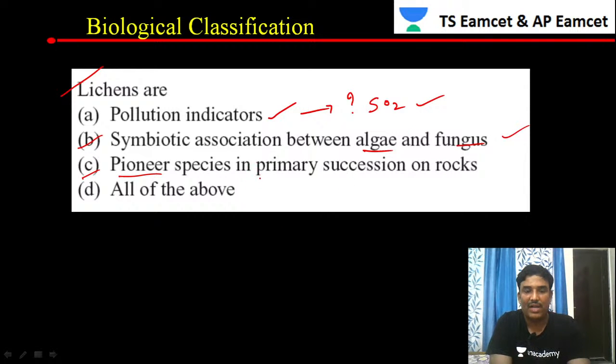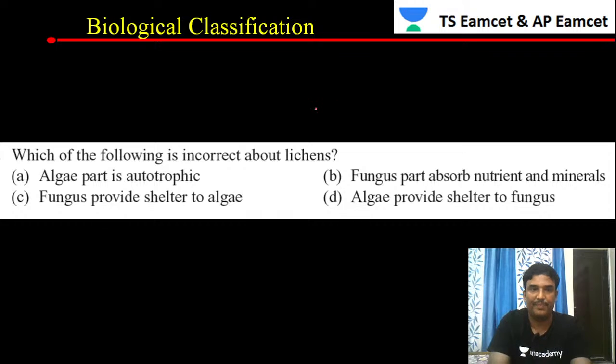They are also pioneers. Pioneer means first. They are the first species in the primary succession on rocks. So that is also a right answer. Finally, we will go with all of the above, which is right for this question. Now let's move to the next question.